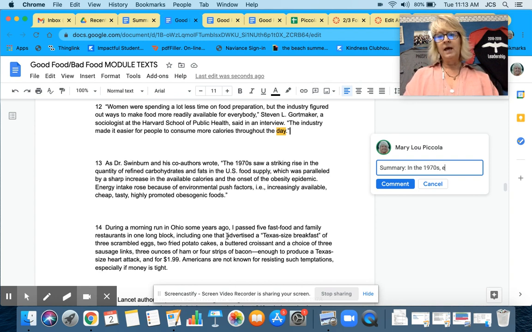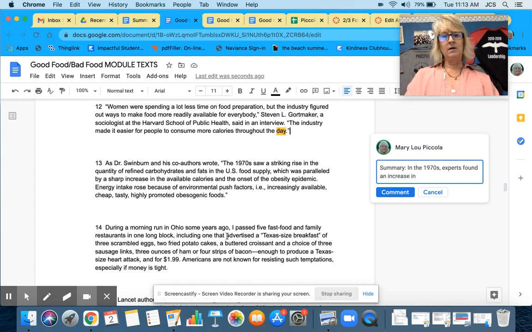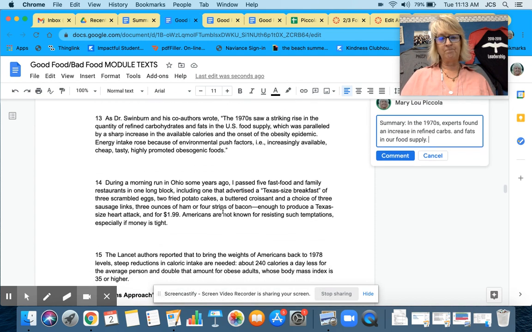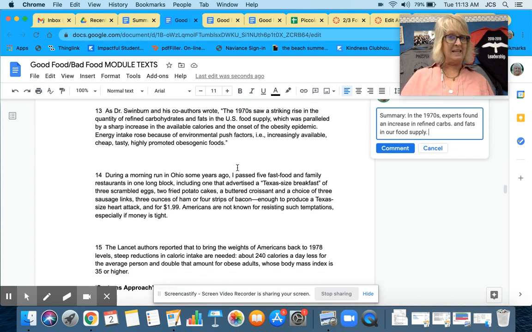So I will add, in the 1970s, experts found an increase in refined, I'm going to use those terms, I'm going to put refined carbs right now, and then I'll change that, and fats in our food supply. And then it says here, energy intake rose because of the environmental push factors, increasingly available, cheap, tasty, highly promoted, obesogenic food.